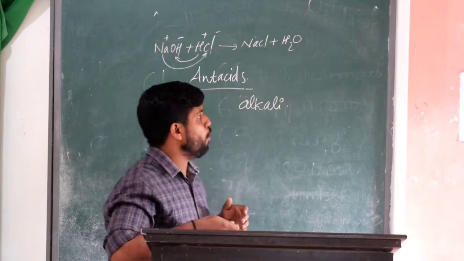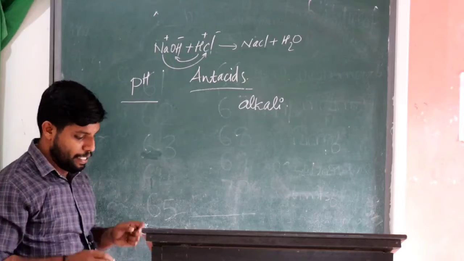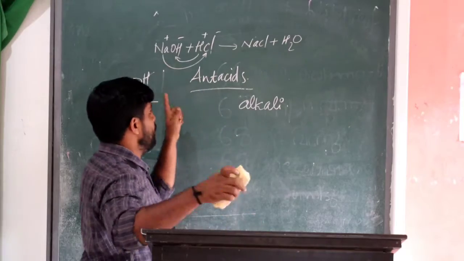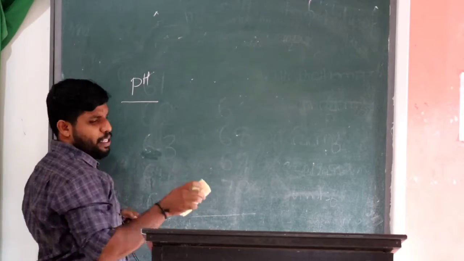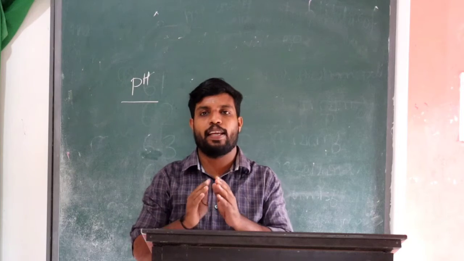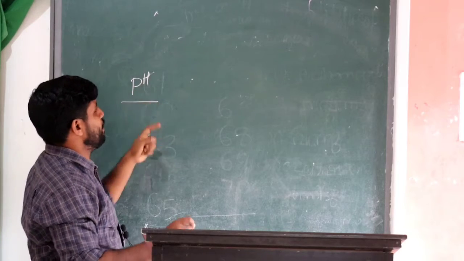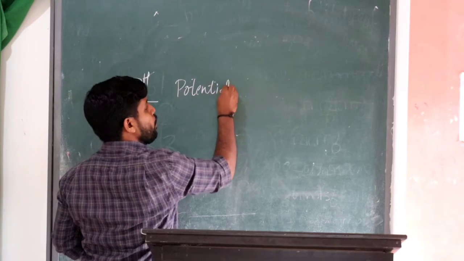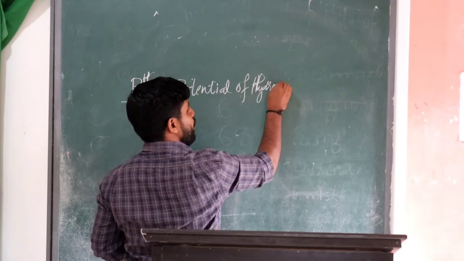Now, next we are going to discuss the pH values. pH implies the potential of hydrogen. There is a scientist known as Sorensen who introduced a scale to measure the acidic or alkaline nature. So the pH value implies the potential of hydrogen.